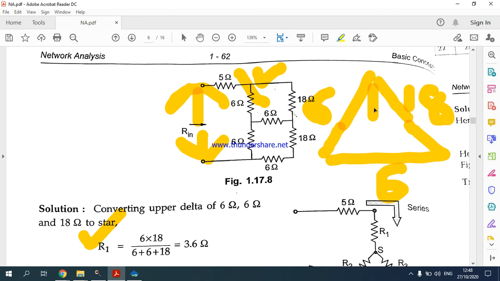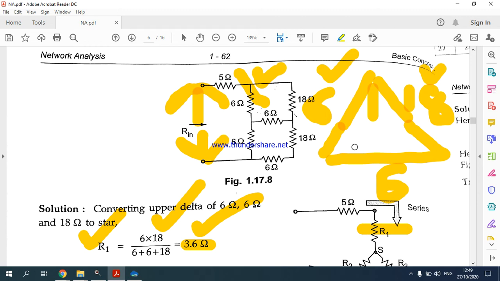If you want to get Z1, what you do? 6 into 18, divided by 6 plus 18 plus 6. So here you can see R1 equals 6 into 18 divided by 6 plus 18. After simplifying this one, what you get? 3.6. 3.6 is nothing but R1. Here I have drawn R1, right? This R1 is nothing but this one.